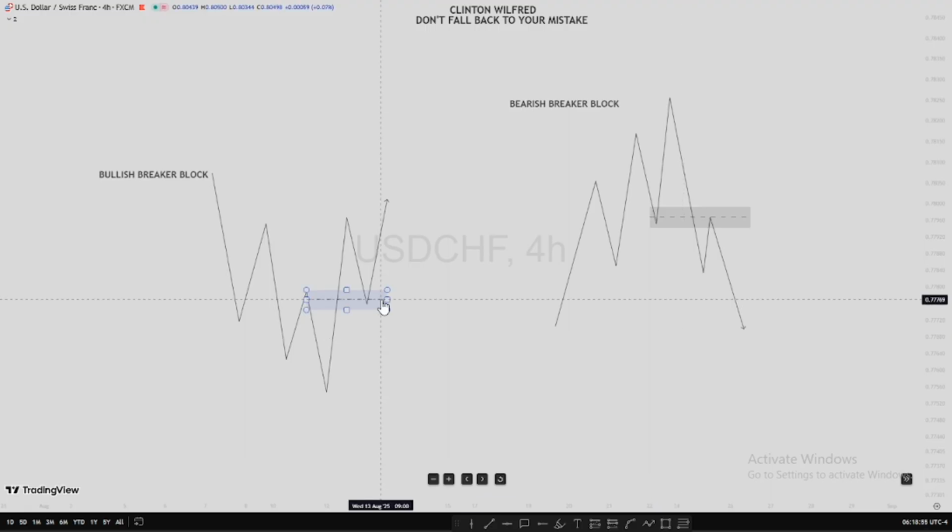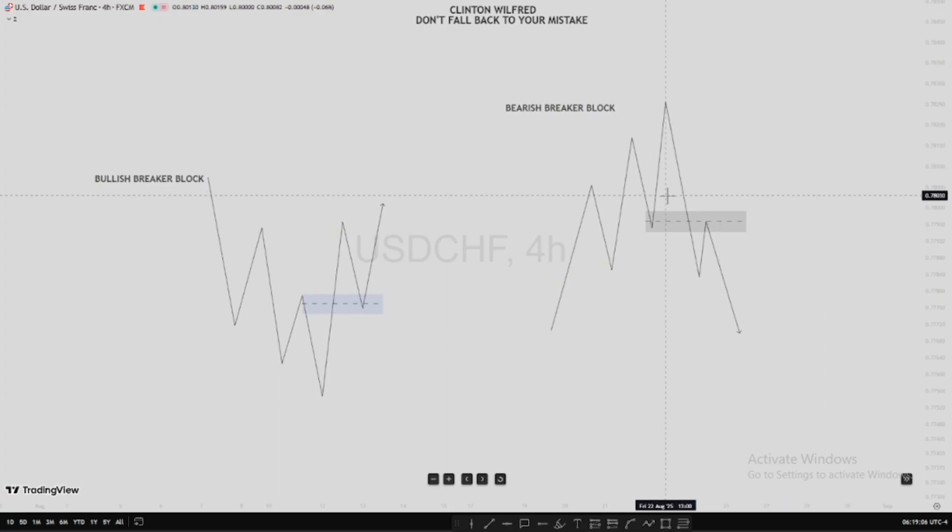Here we have a bullish breaker and a bearish breaker. I'll start with the bearish breaker. You can observe the short-term low. This short-term low is a failed order block. You can see price run past it. There's another block here that failed too. Price ran through it, and it's also a short-term low.